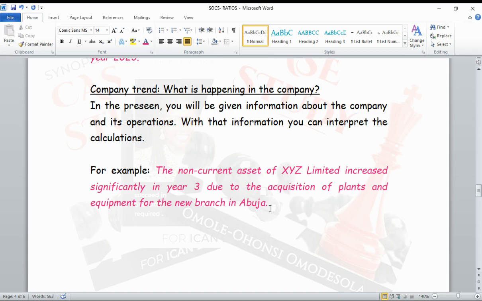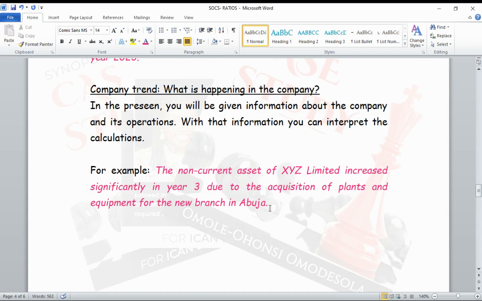So let's say they gave you information that the company opened a new branch in Abuja, and as a result, they acquired new plant and equipment. You can say the increase in non-current assets is because they acquired new plant and equipment for the branch in Abuja. Can you see what I'm saying? That's how you can analyze.